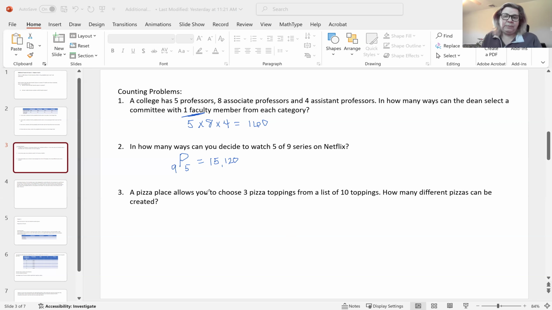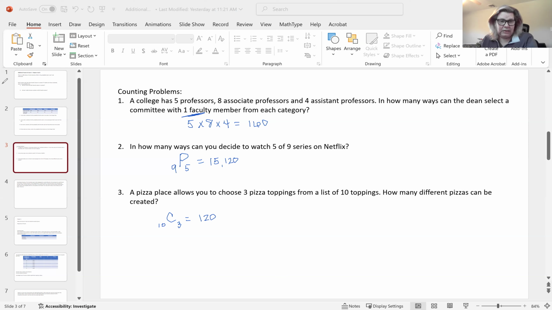And then number 3, pizza place. 3 pizza toppings, from a list of 10, that you're just putting on there. Order does not matter, so that's a combination. Again, total is 10 toppings. You want to choose 3. 120 different pizzas.